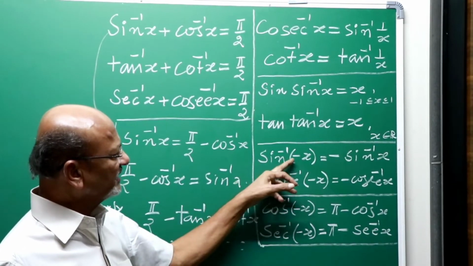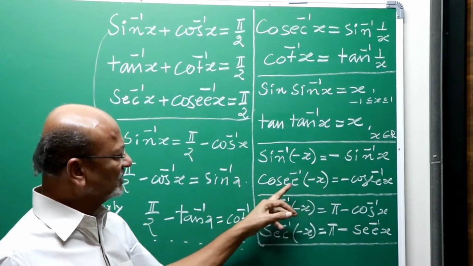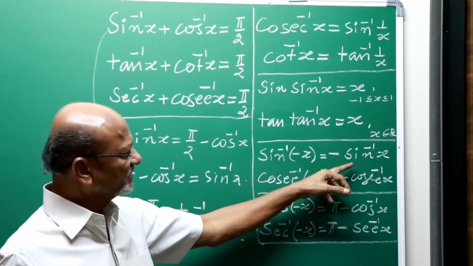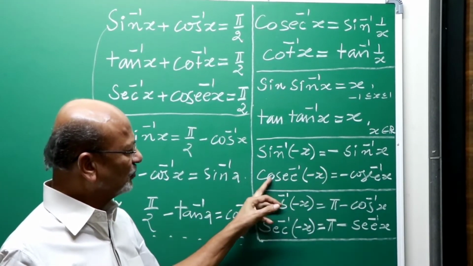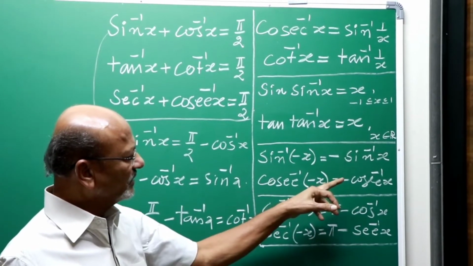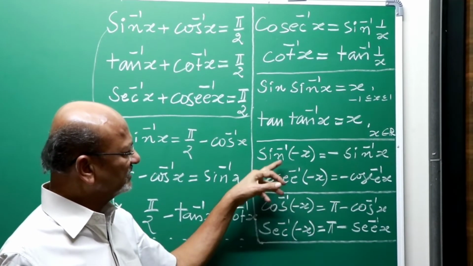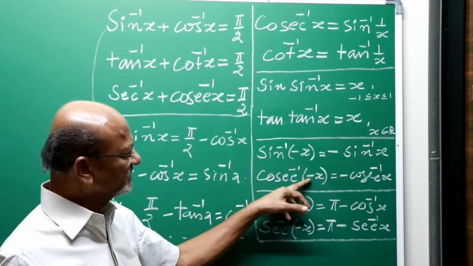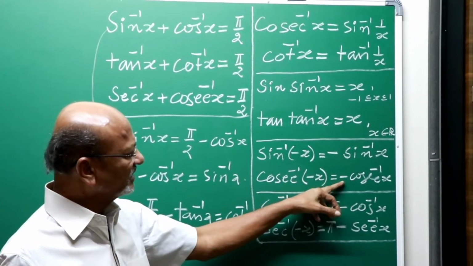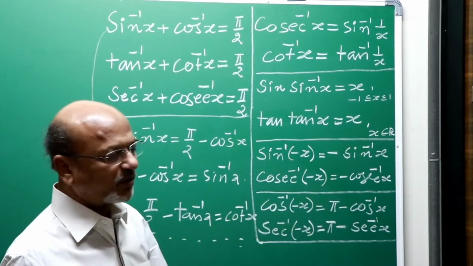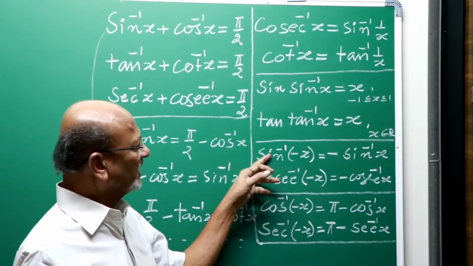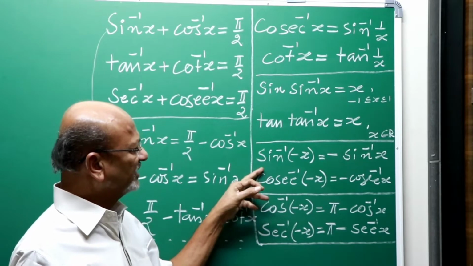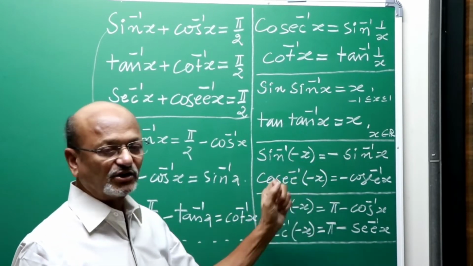Sin inverse of minus x is minus sin inverse x. Tan inverse of minus x is minus tan inverse x. Cosec inverse of minus x is minus cosec inverse x. This I made as one set where this minus comes directly outside. Therefore, with this property you can tell what? Sin inverse, tan inverse, cosec inverse, they are the odd functions.